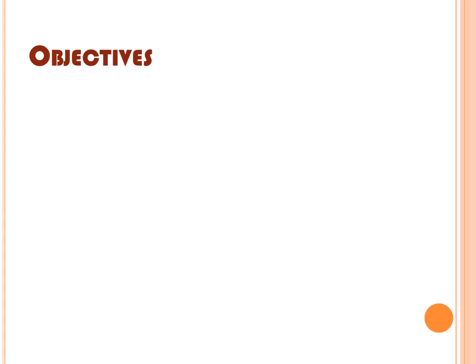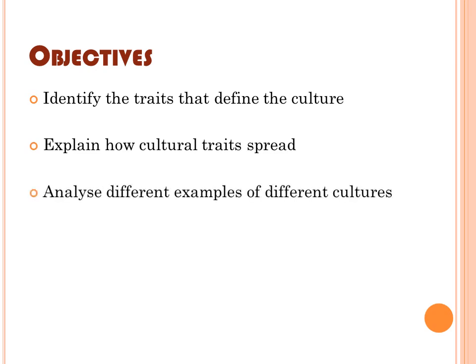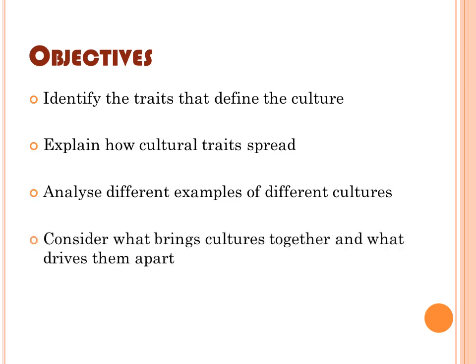Objectives. What are the objectives of our lesson? Identify the traits that define the culture. So we are going to talk about the points that can explain to us what the culture is. Explain how culture traits spread, how different cultures spread to different countries. Analyze different examples of different cultures. Consider what brings cultures together and what drives them apart. What is the reason people get together related to the cultures and what is the reason they get apart of it.